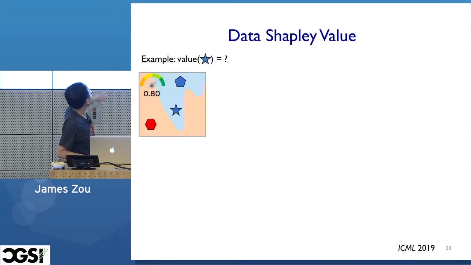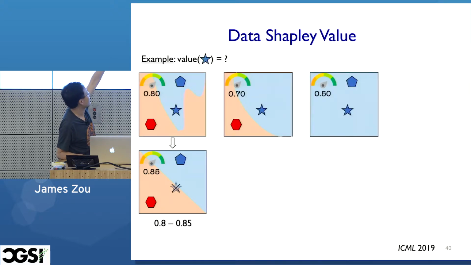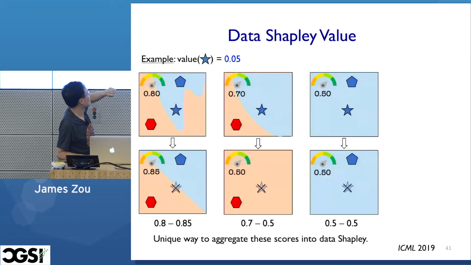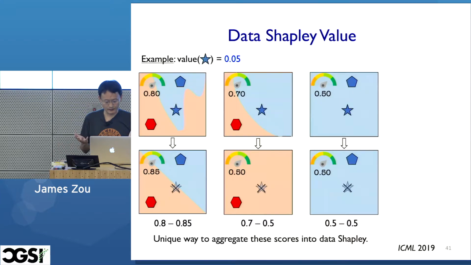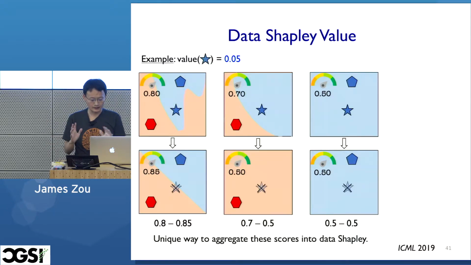If I want to compute the value of the star, I train my model with the star, remove it, and see how much the performance changes. But then I also look at different subsets, remove the star from each of them, and see how much my algorithm's performance changes. You aggregate this together to get the data Shapley value, and that's the unique formulation that satisfies these reasonable properties.